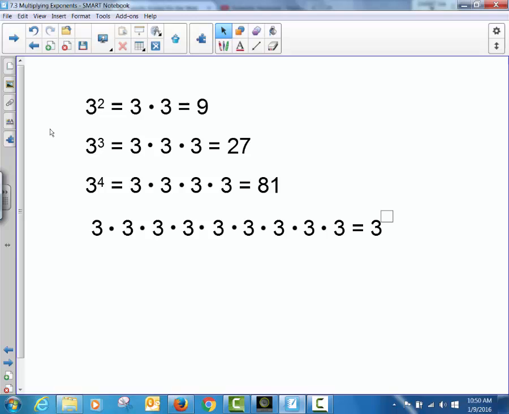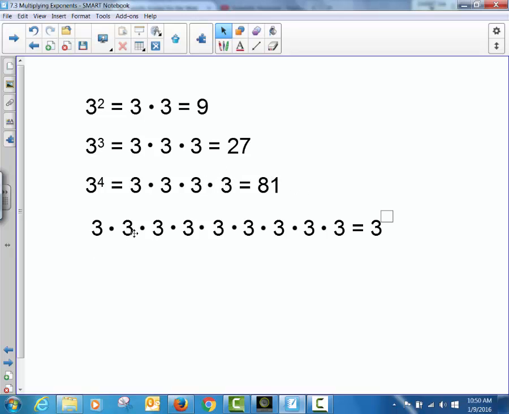Alright, so we've got this power, 3 to the 2nd. If you write it out, that means you multiply it by itself 2 times. 3 times 3, 9. Now 3 to the 3rd means you multiply it by itself 3 times. 3 times 3 times 3. 3 times 3 is 9, times 3 is 27. 3 to the 4th means you multiply it by itself 4 times. 3 times 3 times 3 times 3, and you get 81.